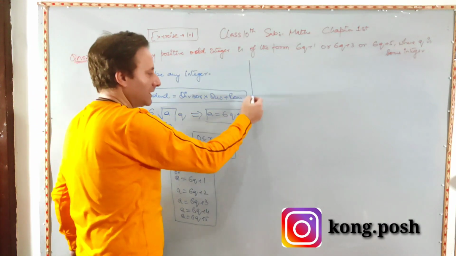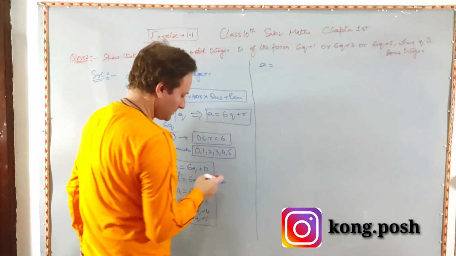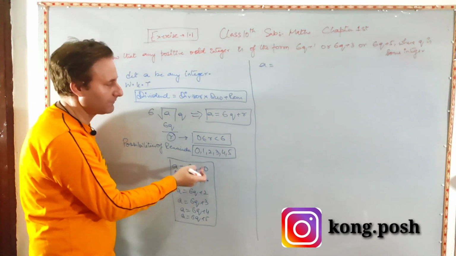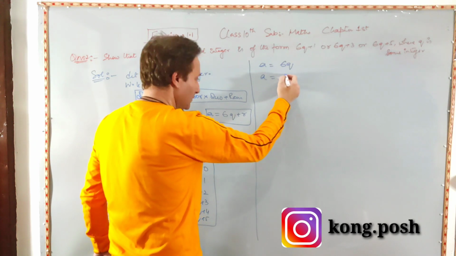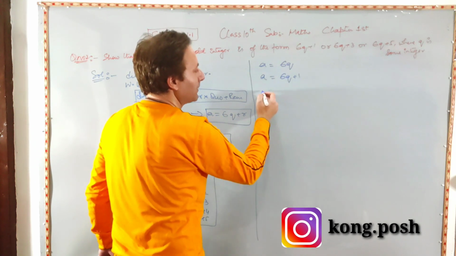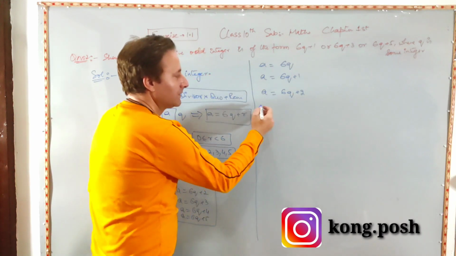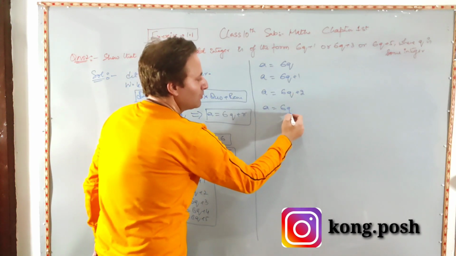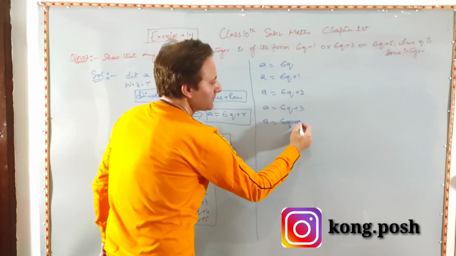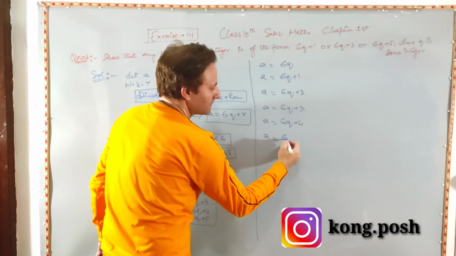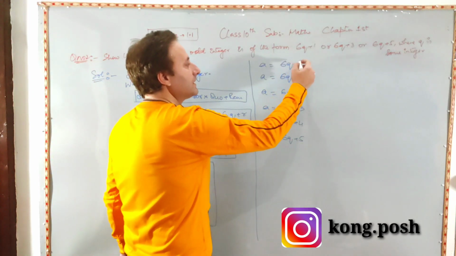I'm just moving this side. If I see here, a is equal to 6q plus 0, so I can write it as just 6q. Then I have a is equal to 6q plus 1. Then I have 6q plus 2. Then I have 6q plus 3. Then I have 6q plus 4. And lastly, I have 6q plus 5. Okay, so this thing is done.